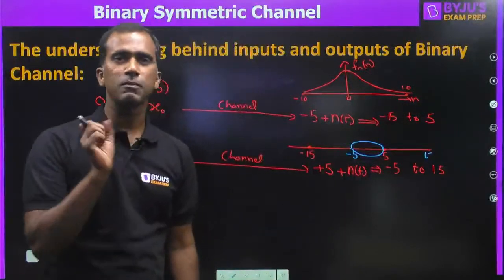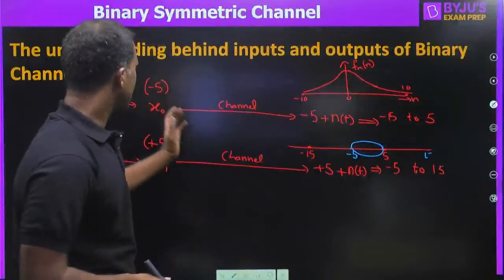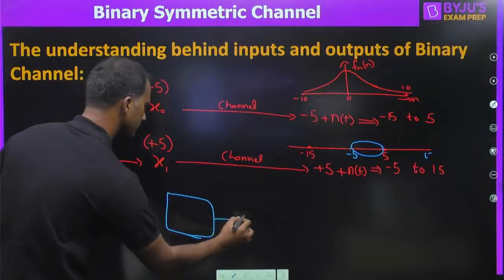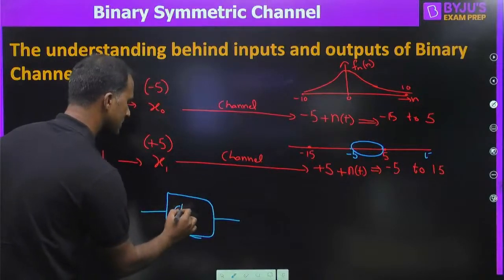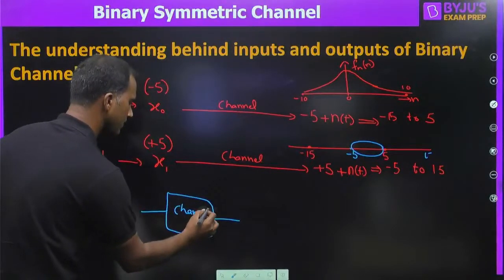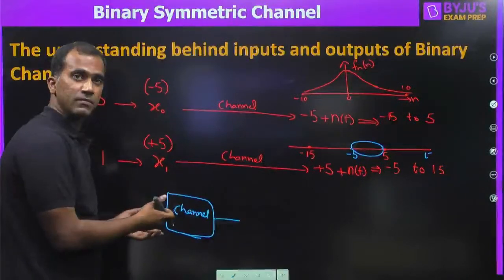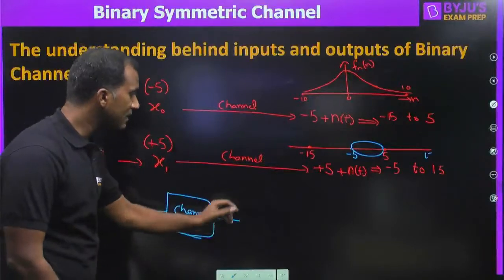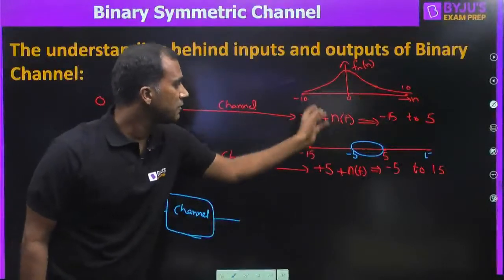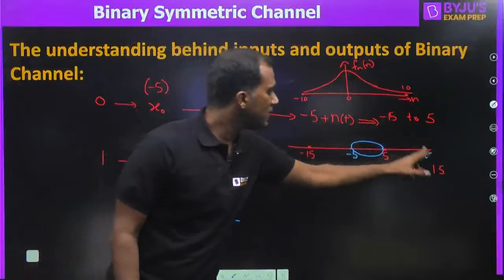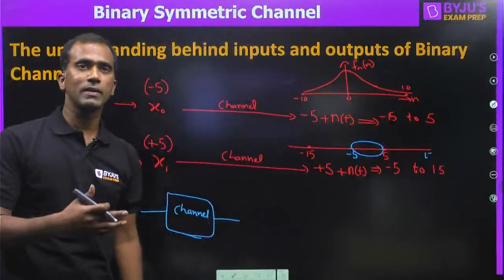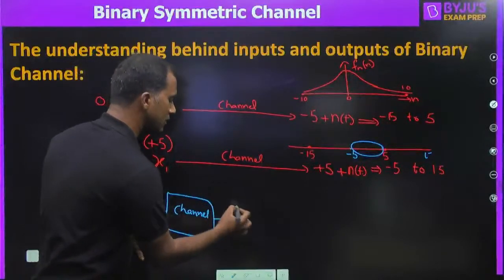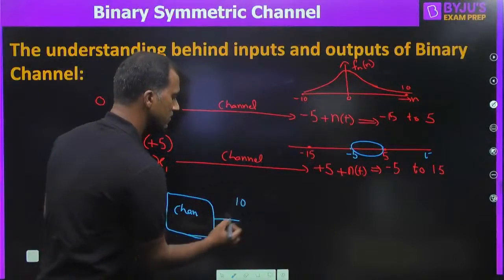If you receive any voltage from minus 5 to plus 5, okay, so once you are passing anything through a channel, you transmit something. What you transmit, the receiver does not know. The receiver only will receive some voltage, one of these voltages. Total voltages possible are from minus 15 to plus 15. 0 and 1 together, minus 15 to plus 15 are the voltages possible. Among those voltages, we might receive some voltage, something like, let's say 10 volts.